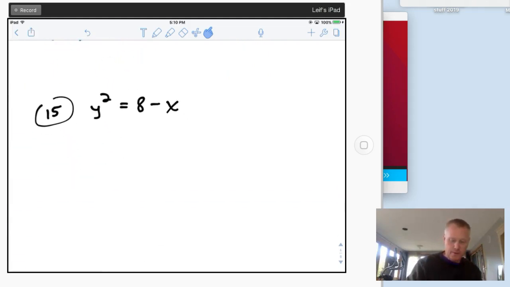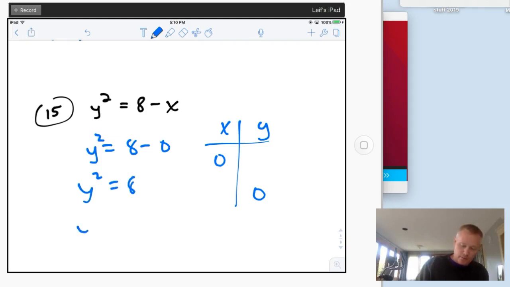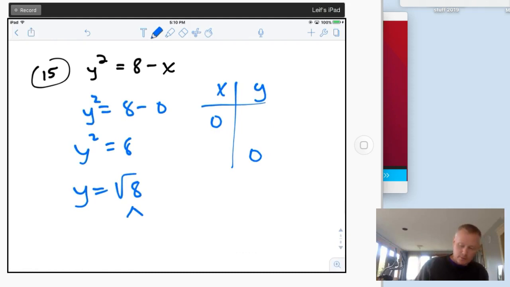Next one's a you-try. Thought I was at the you-try. We're almost there. All right. This one. x, y, 0, 0. So I plug in 0 for x. And y squared equals 8. So therefore y equals the square root of 8, which can be reduced. 4 times 2. That's a scrubby 4. So that's 2 root 2.